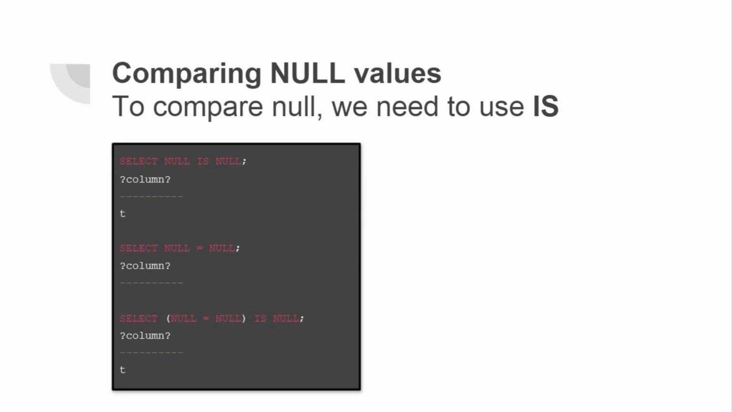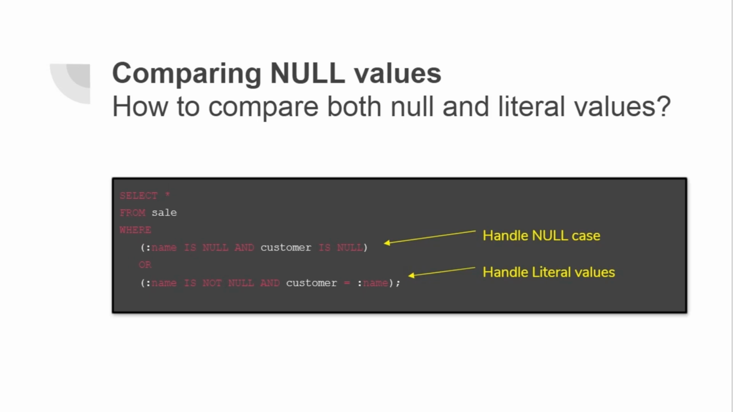So we know that null is null because we use is to compare null values. We know that null does not equal null. As you can see, the result here is null or unknown, also a unique value to PostgreSQL. Okay, so how can we write a query that will accept a variable which is both a string and a null?